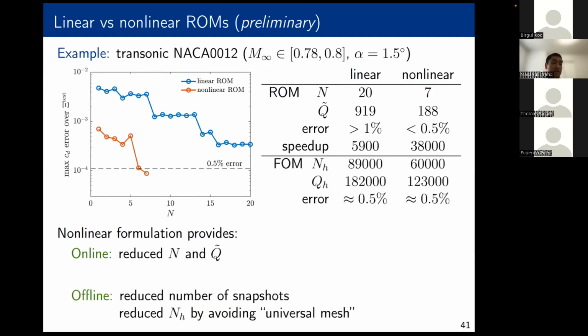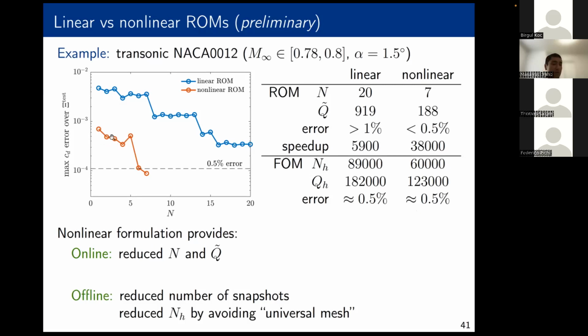But it also has a benefit in the offline stage. As I mentioned again, computing each snapshot is expensive, so we want to control the offline training cost as well. Well, with this nonlinear formulation, it does reduce the number of snapshots required to just 7 for this particular problem. But in addition, it avoids the need to construct a universal mesh that works for all different locations of the shock, because in the transformed domain, shock basically sits in the same location. So the number of full-order degrees of freedom is also smaller to achieve the same error level.